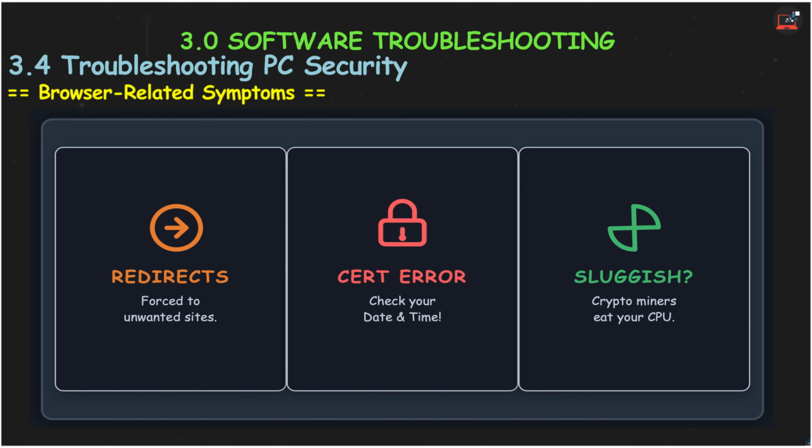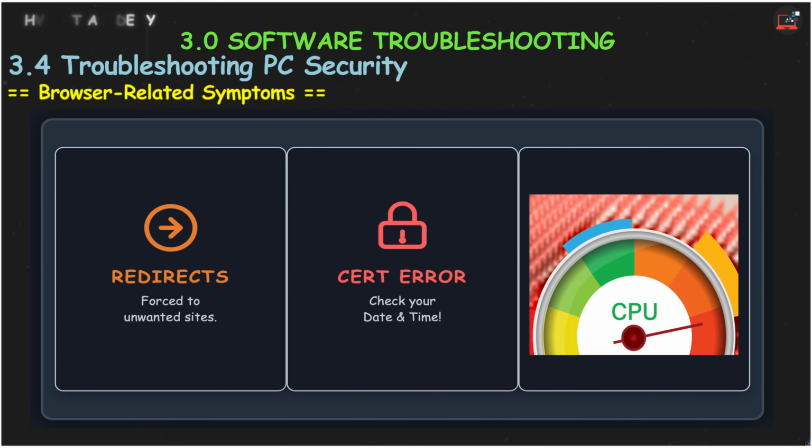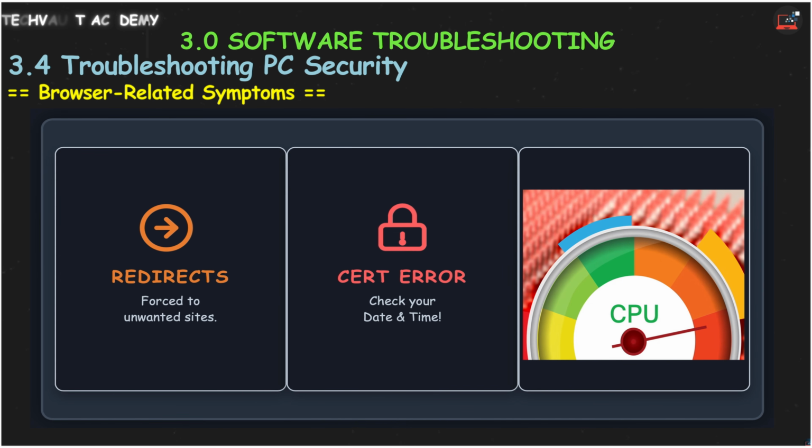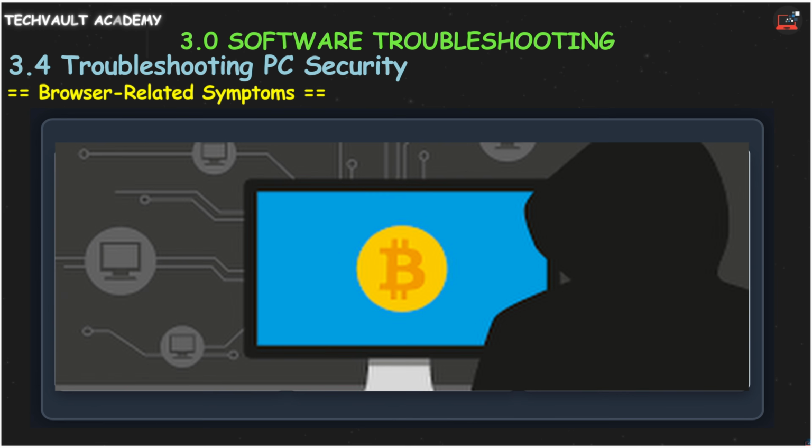Finally, watch for degraded performance. If your browser is sluggish and your CPU usage is stuck at 100%, a malicious website might be running a crypto miner in the background, using your electricity and hardware to make money for criminals.